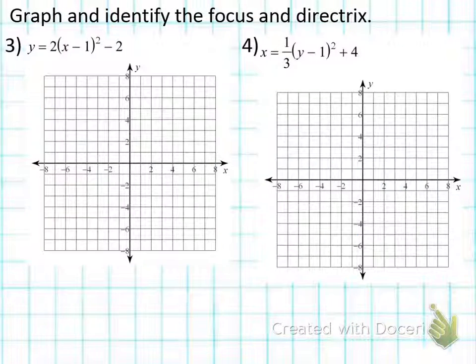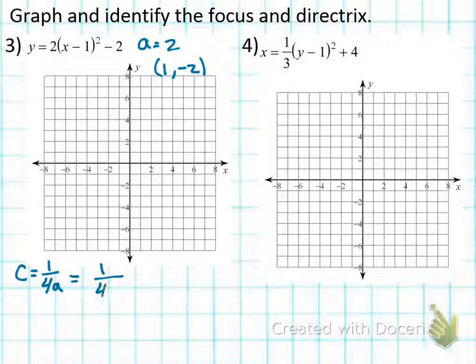All right, number 3. Can you guys tell me what the vertex of number 3 is? What's the vertex here? Okay, and A is 2. 1, -2. Good. Okay, and C equals 1/4A. So in your notebooks now, I want you to find C. Okay, find C. Give it a few seconds here. Okay, good. C is 1/8. So if I plug in A, I get 1/4 times 2, which is just 1/8.